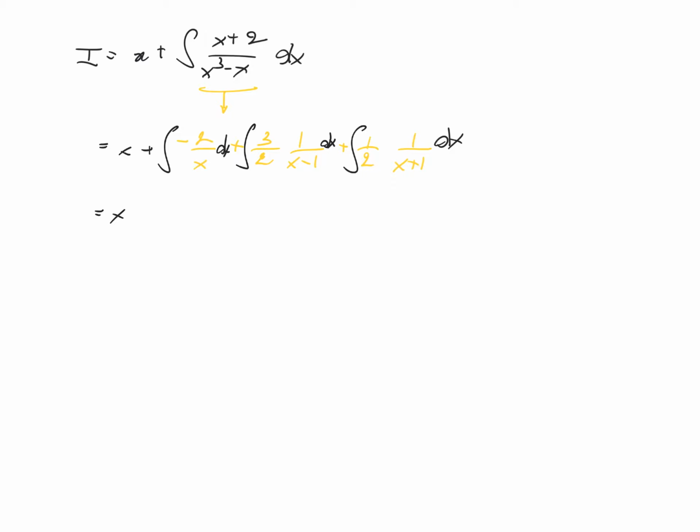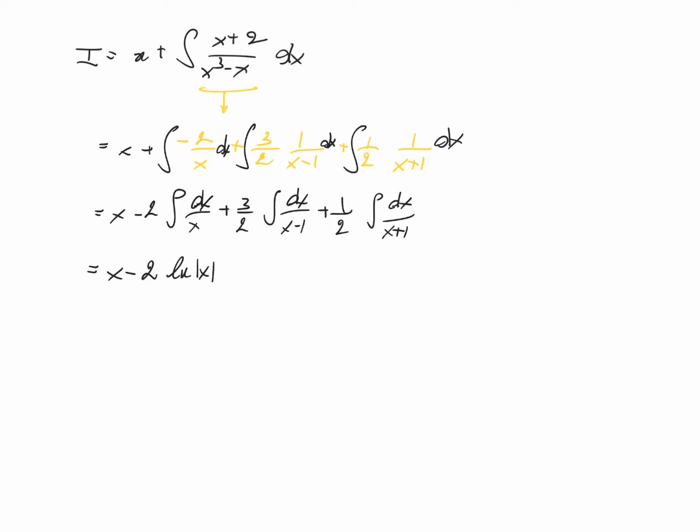So it is x minus 2 times the integral of dx over x plus 3 over 2 the integral dx over x minus 1 plus 1 over 2 the integral of dx over x plus 1. Then we work it out, so it's x minus 2 times the logarithm of x plus 3 over 2 times the logarithm of x minus 1 plus 1 over 2 times the logarithm of x plus 1 plus a constant.